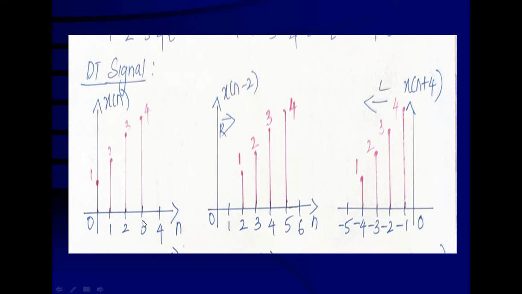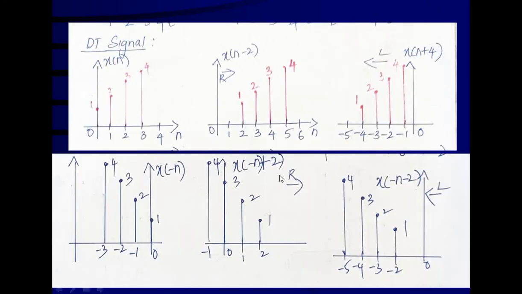Let's check for the ending point. Your ending point is 3. Let's check how it ends for n plus 4. For 3, we'll have to make 4 shifts. 3 to 2, first shift. 2 to 1, second shift. 1 to 0, third shift. 0 to minus 1 will be the fourth shift. As you can see, your ending point, which was 3 earlier, has now become minus 1.